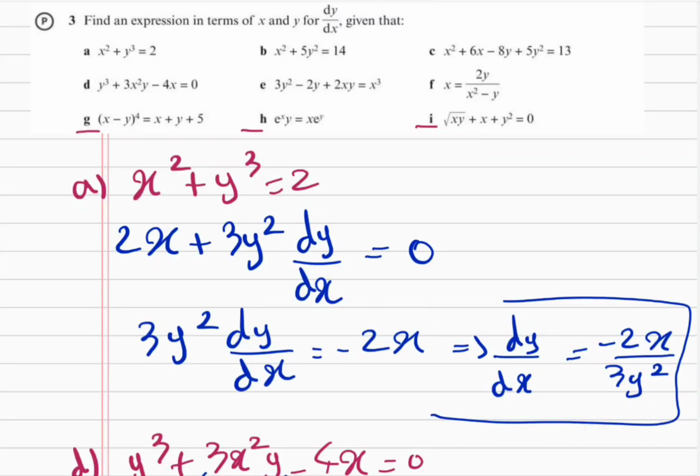Hi everyone, this video is on question 3 of exercise 9H from Pure 2. In this video, I'm going to do parts G, H, and I. Last time we talked about implicit differentiation and how it works. Today we have more involved examples.